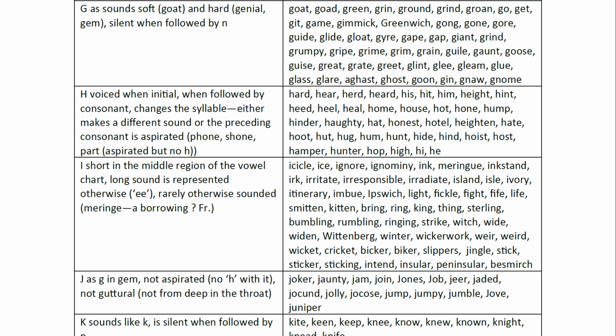So goat and genial, gem, gym, gymnast, so on. Okay, it's also silent when it's followed by an N, as in gnome and gnu, these two words. I'll read the words: goat, goad, green, grin, ground, grind, grown, go, get, git, game, gimmick, Greenwich, gong, gone, gore, guide, glide, gloat, gyre.